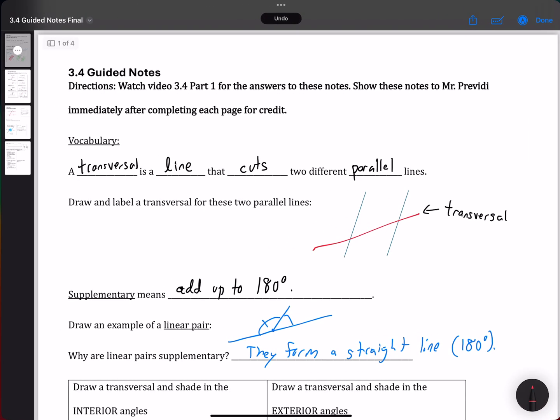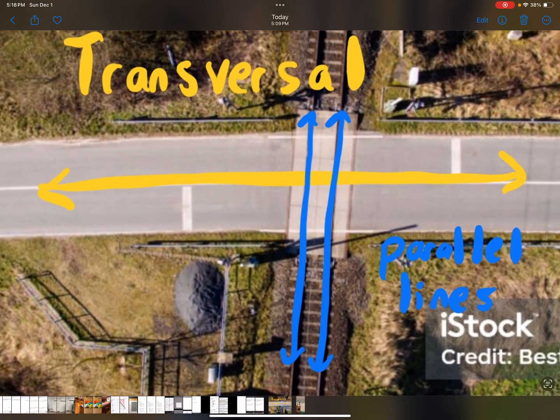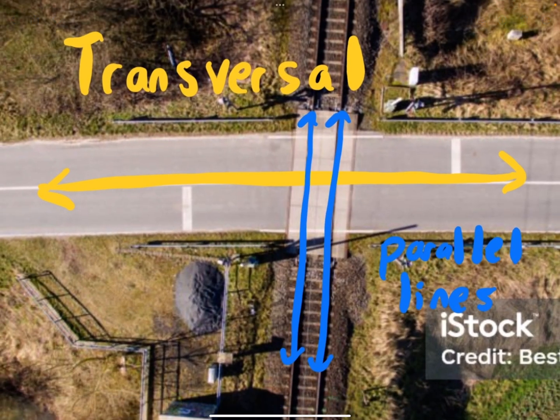Let's see if we have some examples of this in the real world. I was finding some, for example, here. In yellow, we've got our transversal, which is the road that is going across these railroad tracks, two different parallel lines. I just want to show you that you actually see these all the time in your daily life. Parallel lines are very, very common, just any two lines that are going a consistent width apart from each other. So the two parallel lines are shown in blue, and in yellow, you've got the transversal.